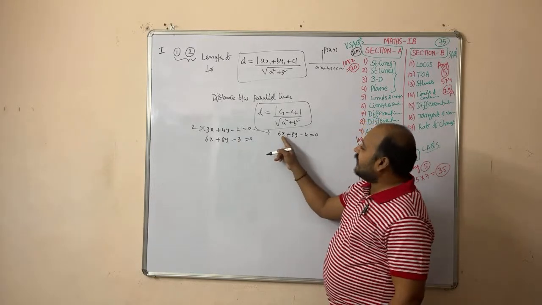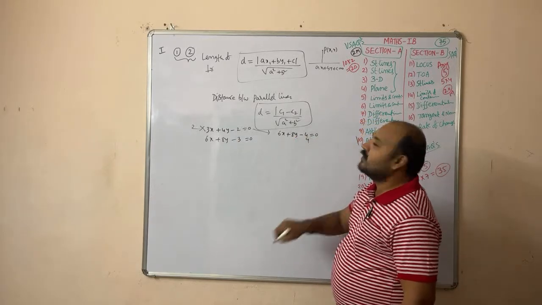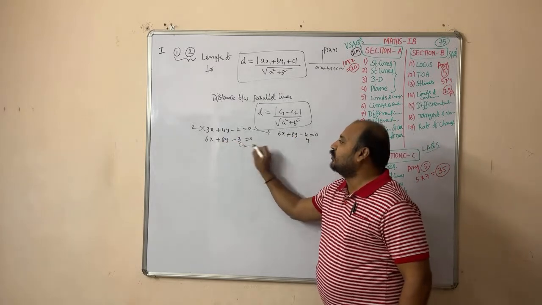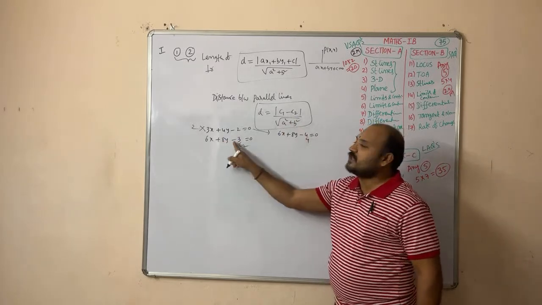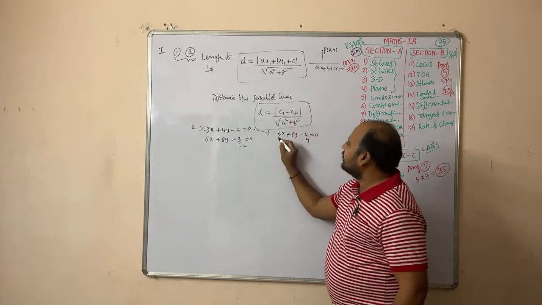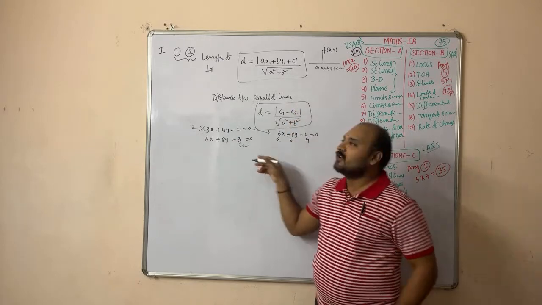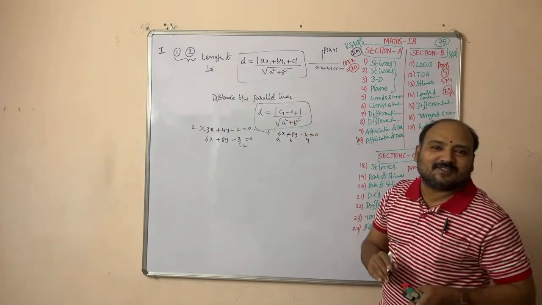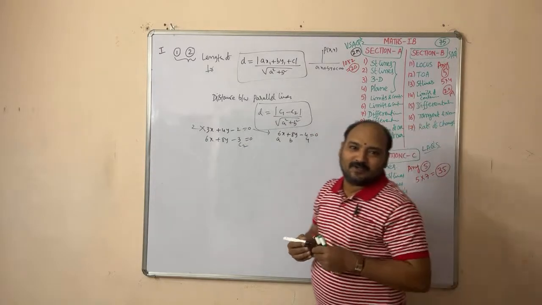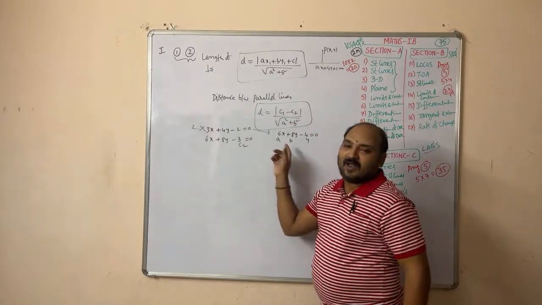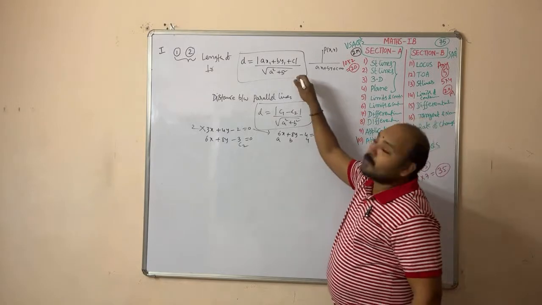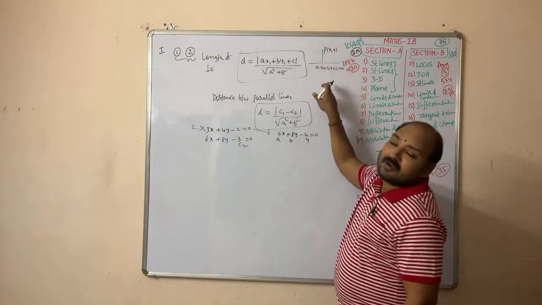Compare this with ax plus by plus c1, and this is ax plus by plus c2. The c1 value is minus 4, the c2 value is minus 3. Substitute in this; this is the a value, this is the b value. Substitute and get the answer, dear students. Okay, you have to understand. Distance between parallel lines, and perpendicular distance from the point to the line.